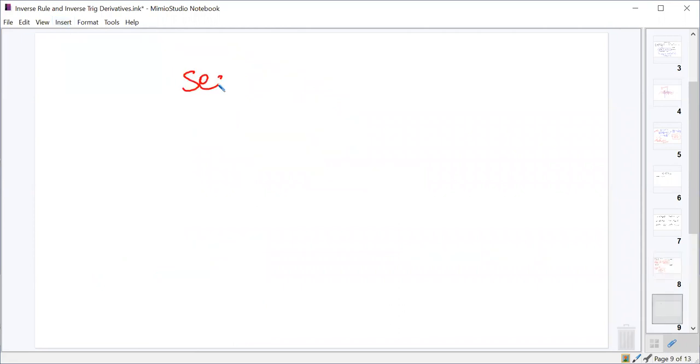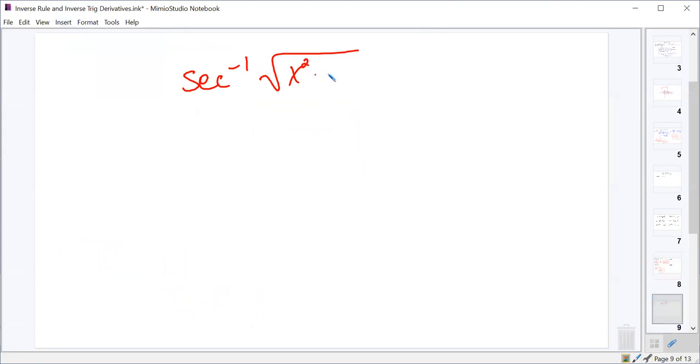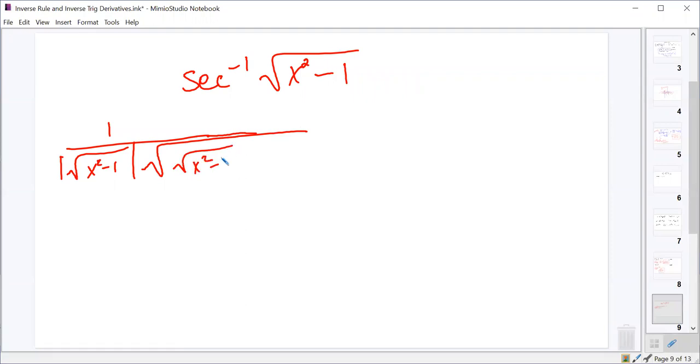All right, let's take a look at the inverse secant of root, what was it, x squared minus 1? Oh, yeah, x squared minus 1. All right, so inverse secant of root x squared minus 1. That derivative, we should know now what the derivative of inverse secant is. It should be 1 over the absolute value of u times the square root of u squared minus 1. And then what do we need to multiply that by? By the derivative of root x squared minus 1.